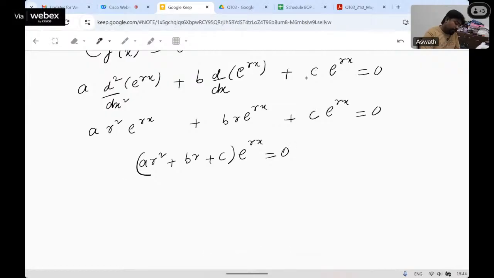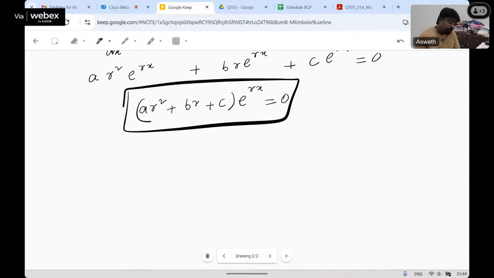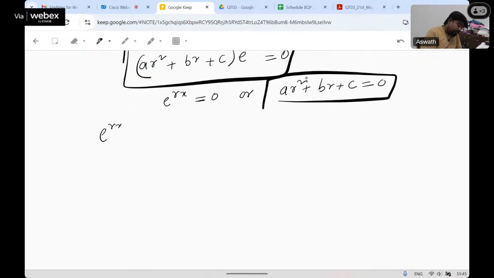Now if you carefully look at this equation, it is true when exponential rx is equal to 0 or ar square plus br plus c is equal to 0. One of them must go to 0. If, let's say, exponential rx is equal to 0, means what?